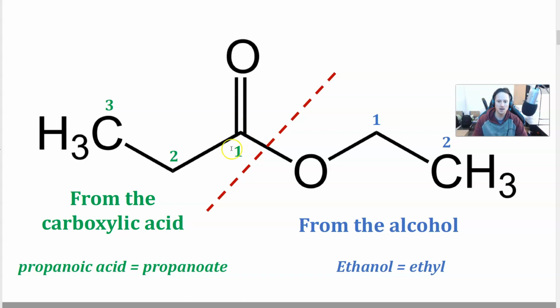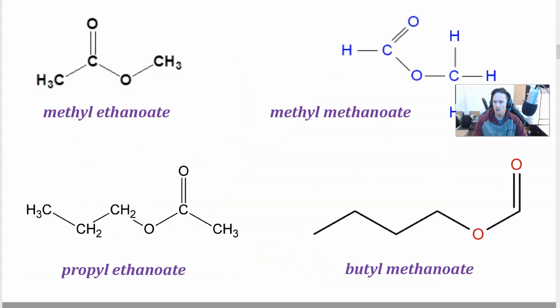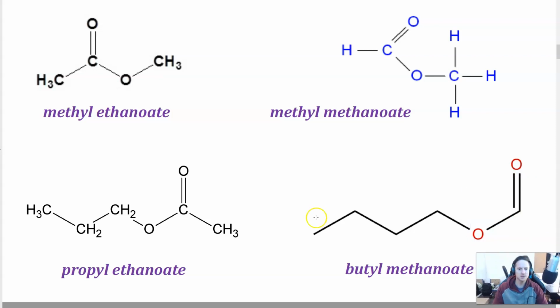And then you can do your normal conventions to try and figure out what the carboxylic acid and the alcohol were. I've numbered the carbons here. Carbon number 1, carbon number 2, carbon number 3. So that would be prop. So it's going to be propanoic acid. And then this alcohol, 1, 2 carbons. So that's going to be ethanol. Okay, so some examples of esters.